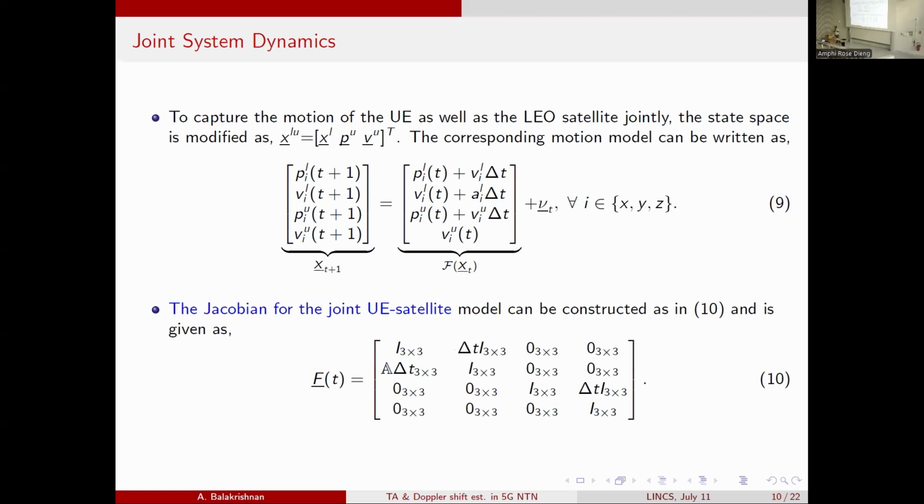Now, when we consider a joint system dynamics, that is, we have the satellite as well as the UE, the state vector increases. So now we have the UE position and velocity also, in addition to the satellite position and velocity. And the joint Jacobian is shown in equation 10.